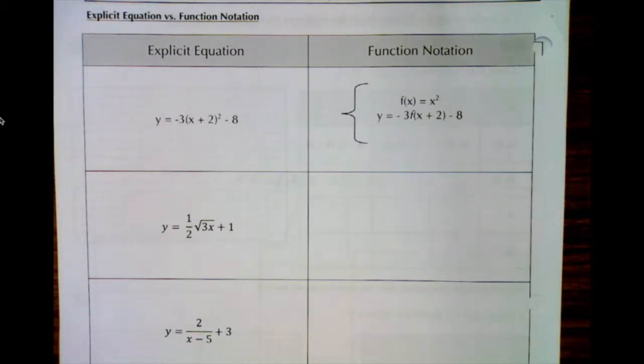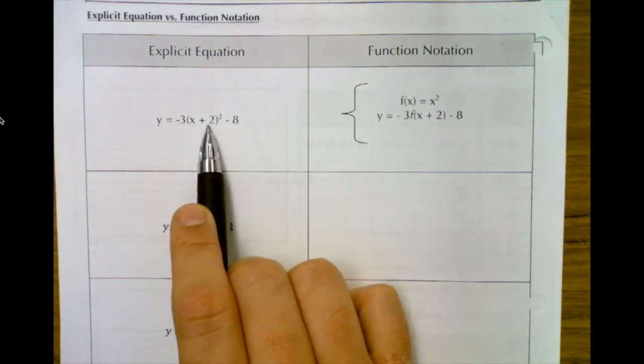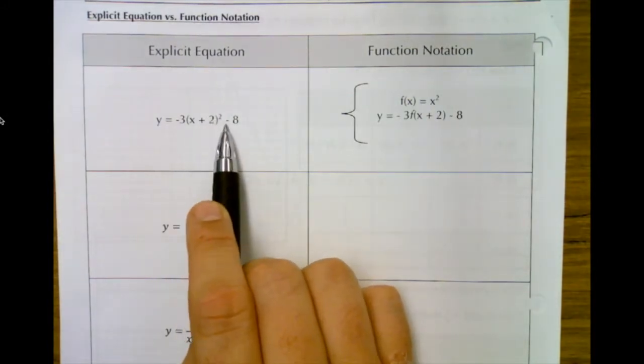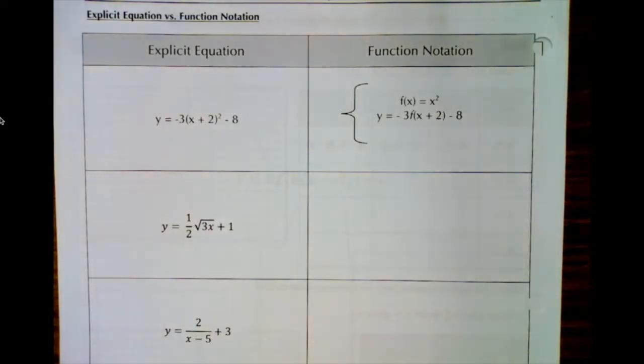So to start, we have an explicit equation, y equals -3 times (x plus 2) squared minus 8. And you can see from this that there are two main parts. There's the transformations that are applied, and there's a parent function. And taking those two parts out and breaking them up is how you construct function notation.